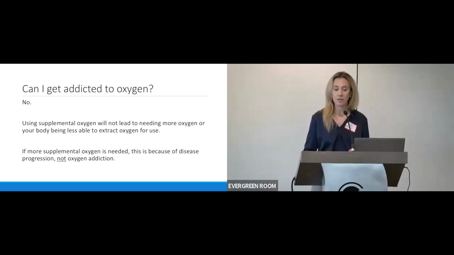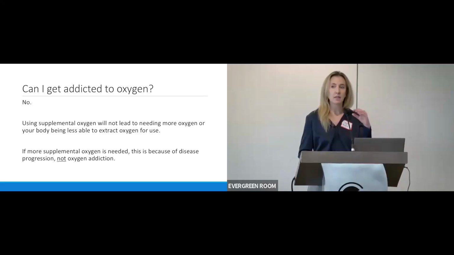Can I get addicted to oxygen? No. Supplemental oxygen will not lead to you needing more oxygen or your body being less able to extract the oxygen, but I know that's a concern. If you start to notice more oxygen is needed, that has more to do with the fact that the scarring we saw between the alveolus and that blood vessel is just getting thicker and denser with time as disease progresses.